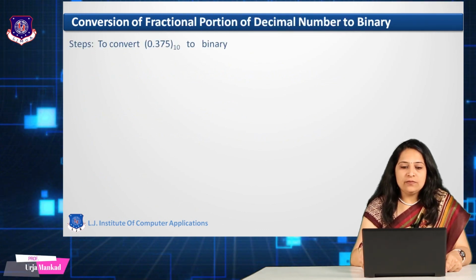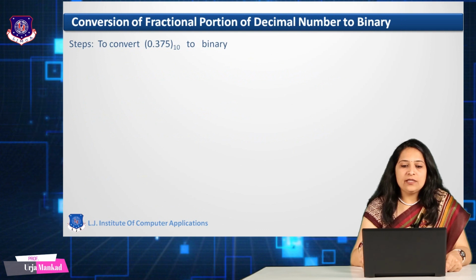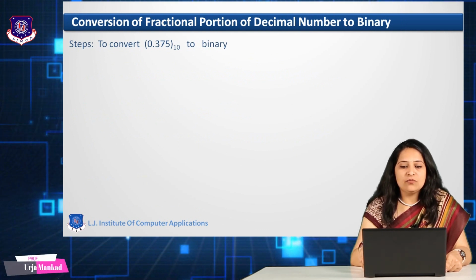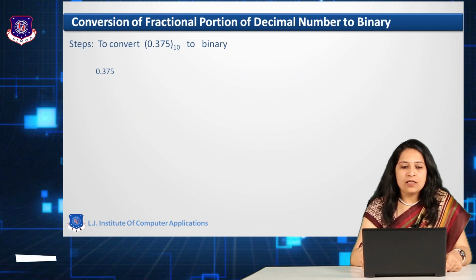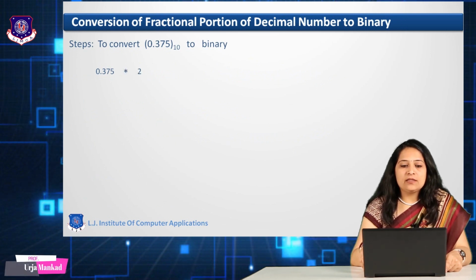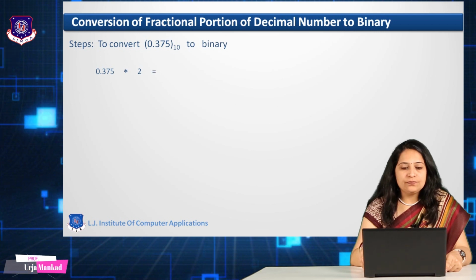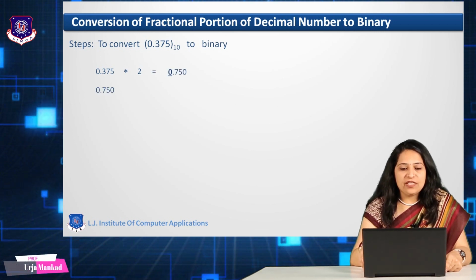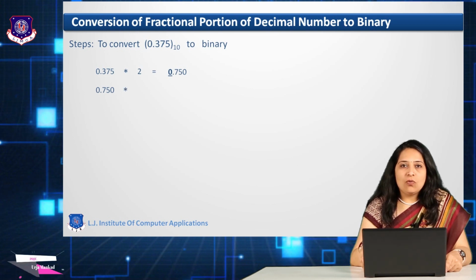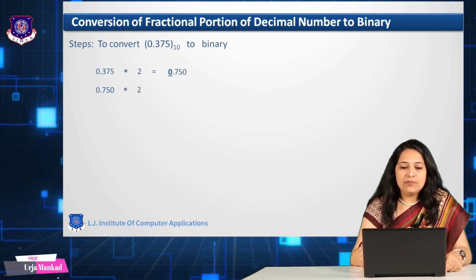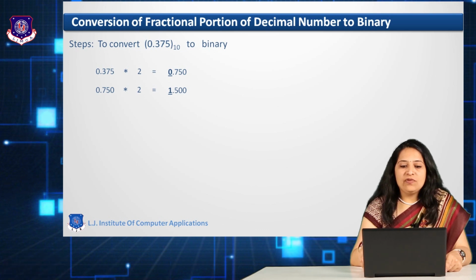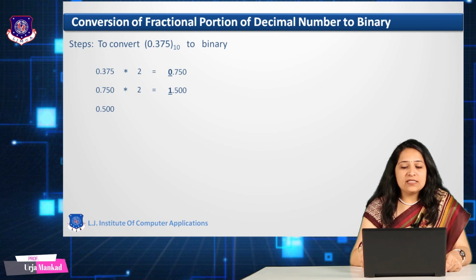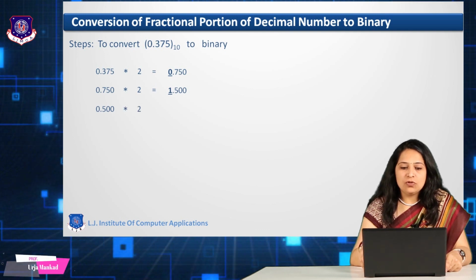Same question, suppose I have a number 38.375. How will this 0.375 be converted into binary? We will multiply the fraction portion by 2 and we will get the answer 0.750. We will consider only the fraction portion, multiply it by 2 and we will get the answer 1.500. Now, we will consider only 0.500.